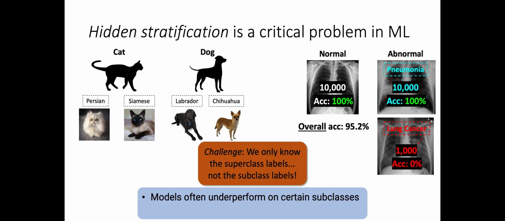A key challenge in addressing hidden stratification is that subclass labels may not be available. Our goal is to make models more robust to hidden stratification effects. We want to ensure good performance on every subclass without requiring the subclass labels.